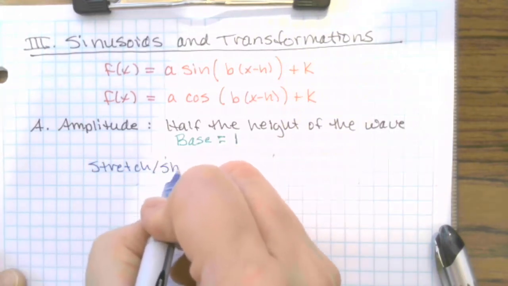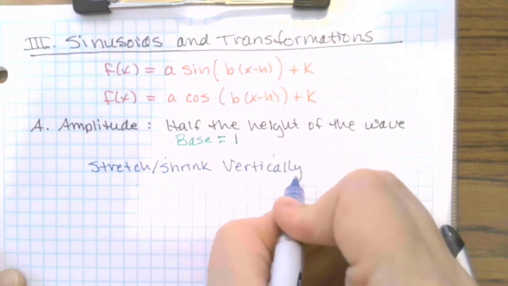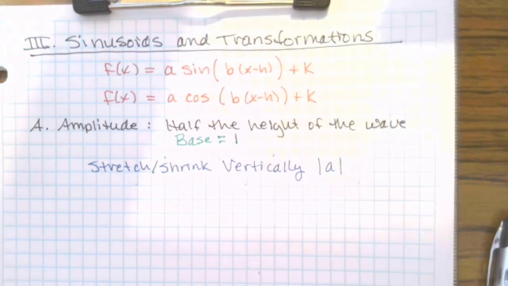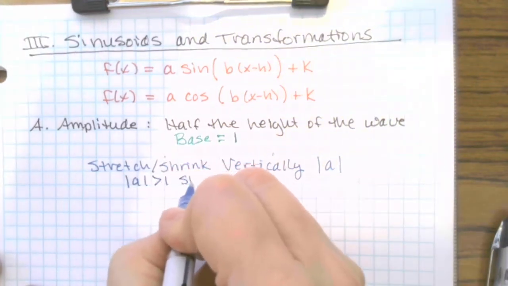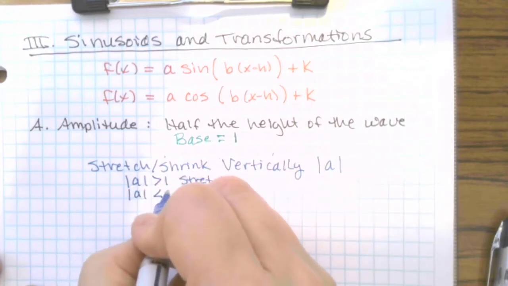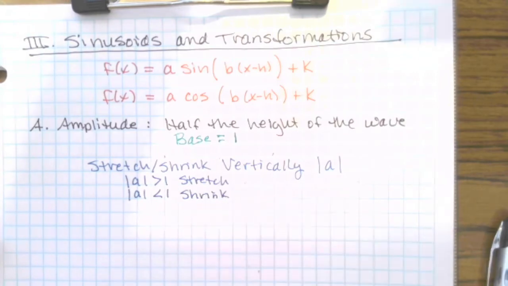your stretch or shrink vertically is the absolute value of a. And the same rules apply. If the absolute value of a is greater than 1, it's a stretch. If the absolute value of a is less than 1, like a fraction, it's a vertical shrink. So that's the same, which is kind of nice.